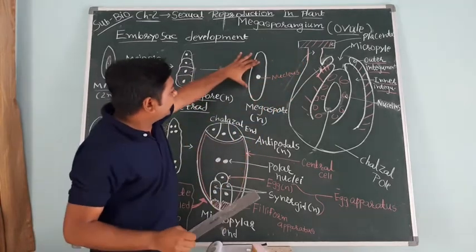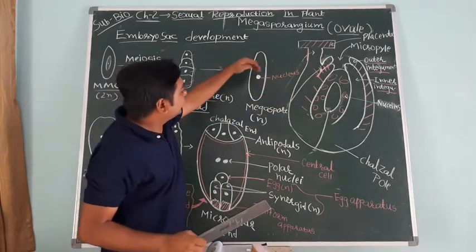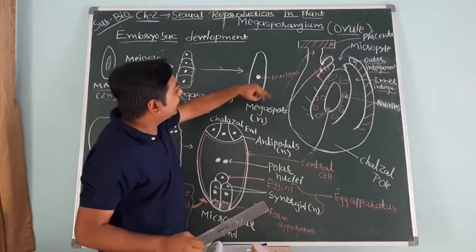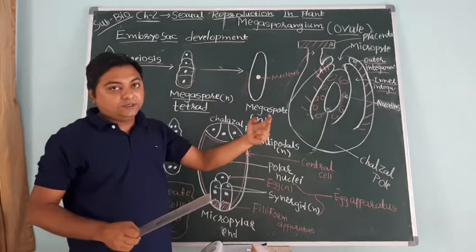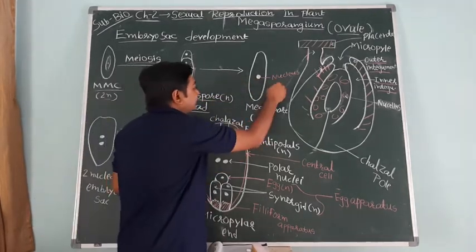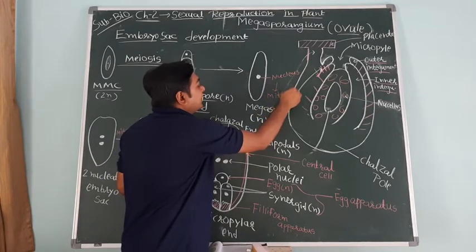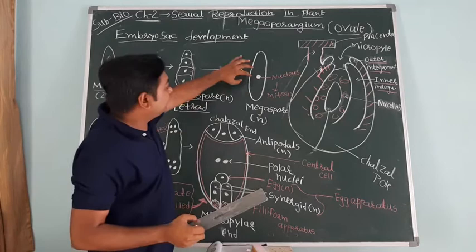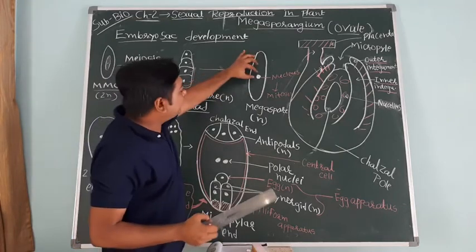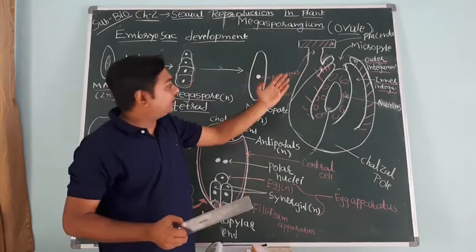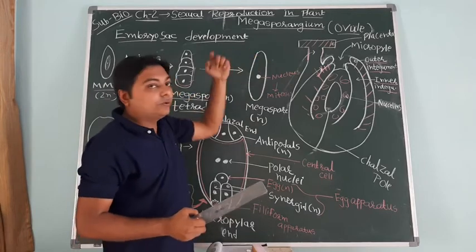Okay, so the megaspore nucleus. Next, the nucleus of the megaspore undergoes mitosis. It is another cell division, an equational division. So this nucleus undergoes mitosis and, after completing the mitosis, produces 2 nuclei.